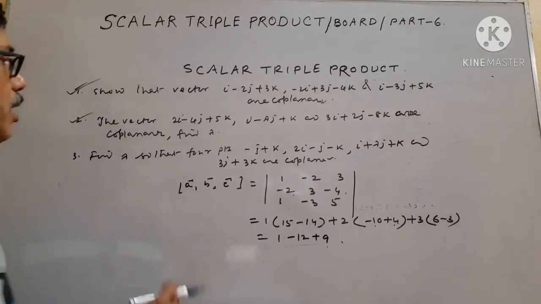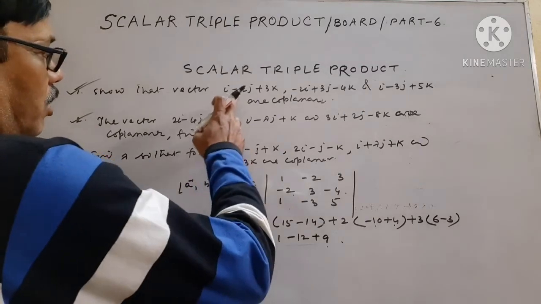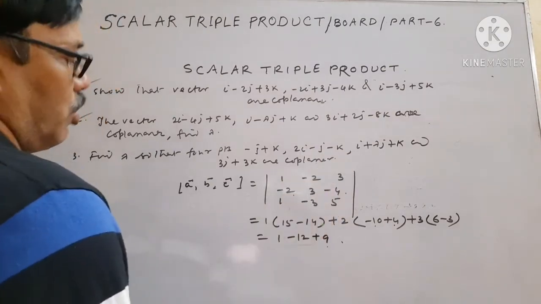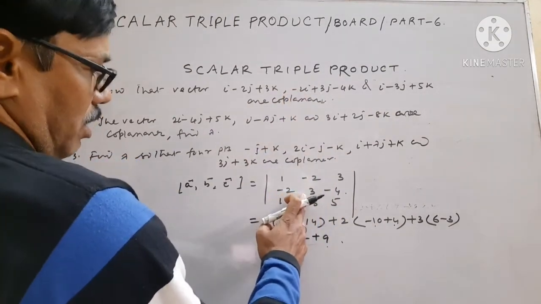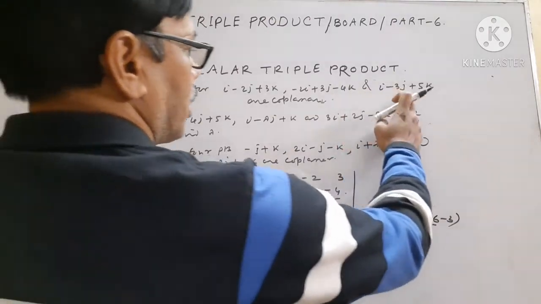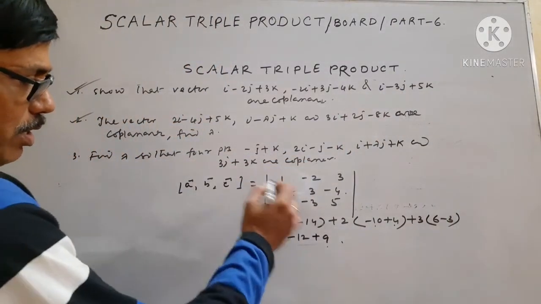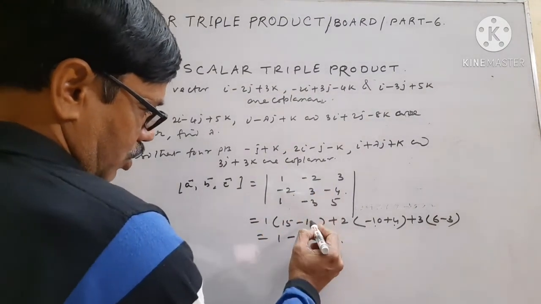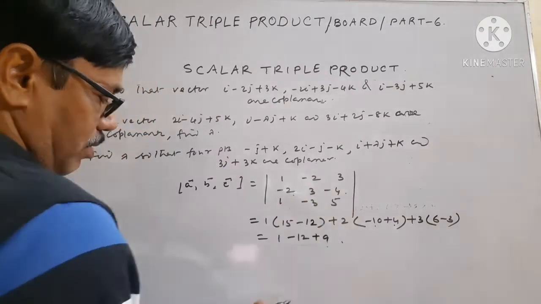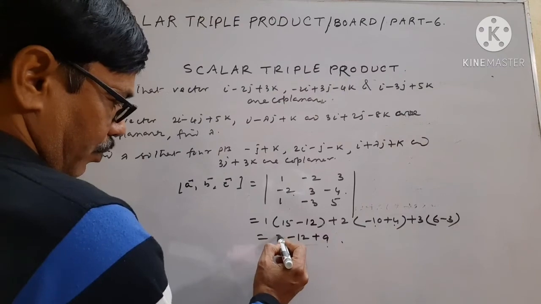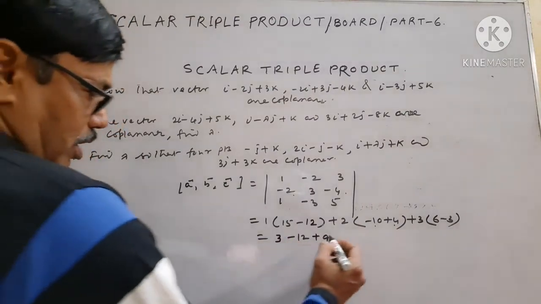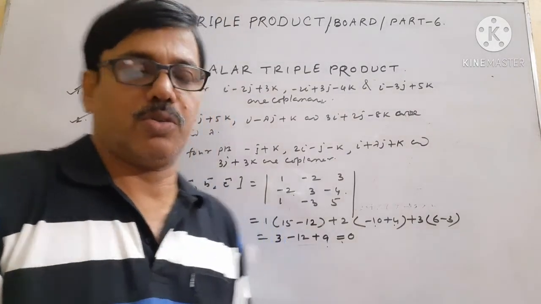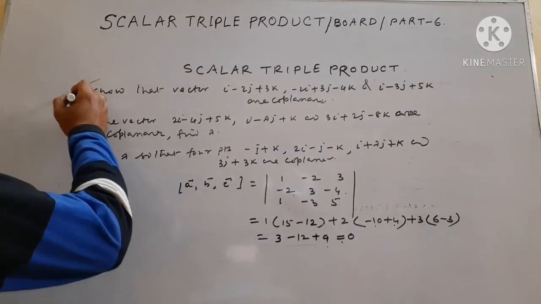So let us verify the data. Vector i minus 2j plus 3k, so 1, minus 2, 3; minus 2, 3, minus 4; 1, minus 3, 5. Look, this is 15 minus 12, so this is 3. So the value is 0. So box ABC equals 0. So they are coplanar.